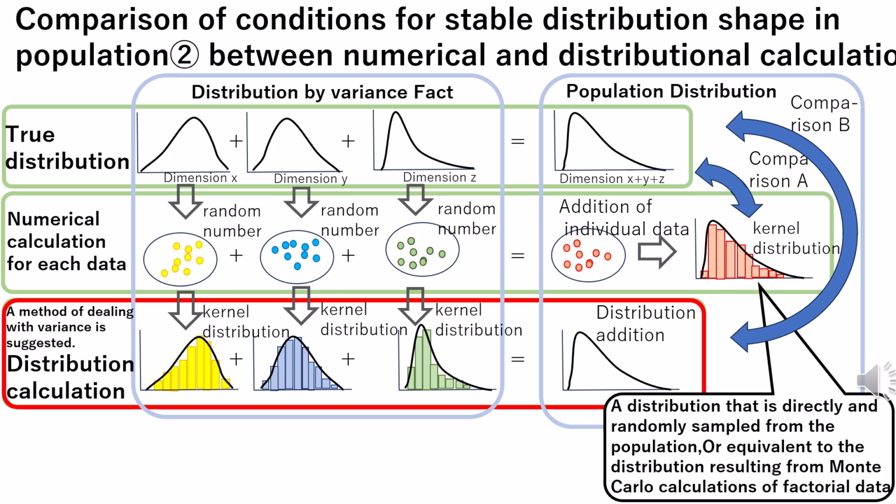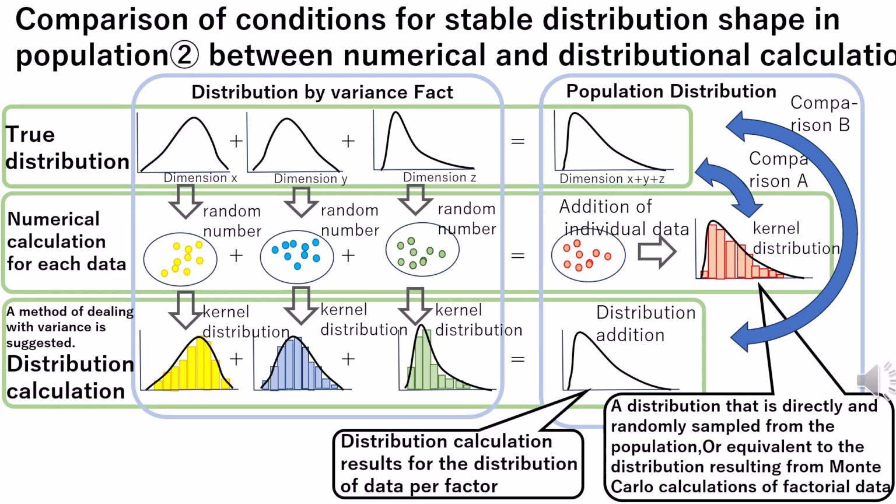The bottom row shows the distribution generated from the data. The kernel distribution is generated from the random numbers generated in the middle row. And the distribution of the sum of these distributions is obtained by distribution calculation, which is the method proposed in the method for dealing with variance. The distribution calculation is mentioned in the movie of the paper, and the detailed algorithm is explained in detail in the book.